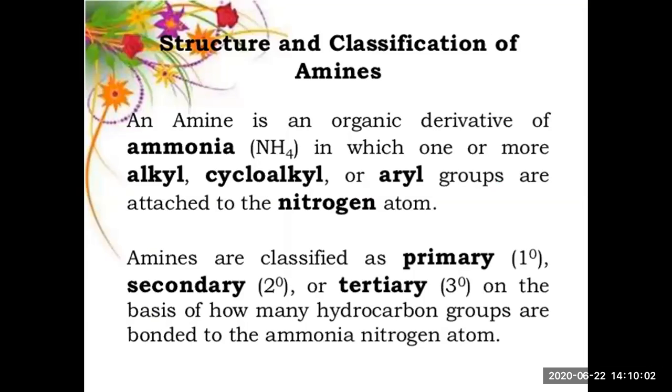Next, structure and classification. An amine is an organic derivative of ammonia in which one or more alkyl, cycloalkyl, or aryl groups are attached to the nitrogen atom. Amines are classified as primary, secondary, or tertiary on the basis of how many hydrocarbon groups are bonded to the ammonia nitrogen atom. Basically, their structure is just like NH3, which is ammonia, and amines are the organic derivatives of this compound. The same classification is also written in your book.